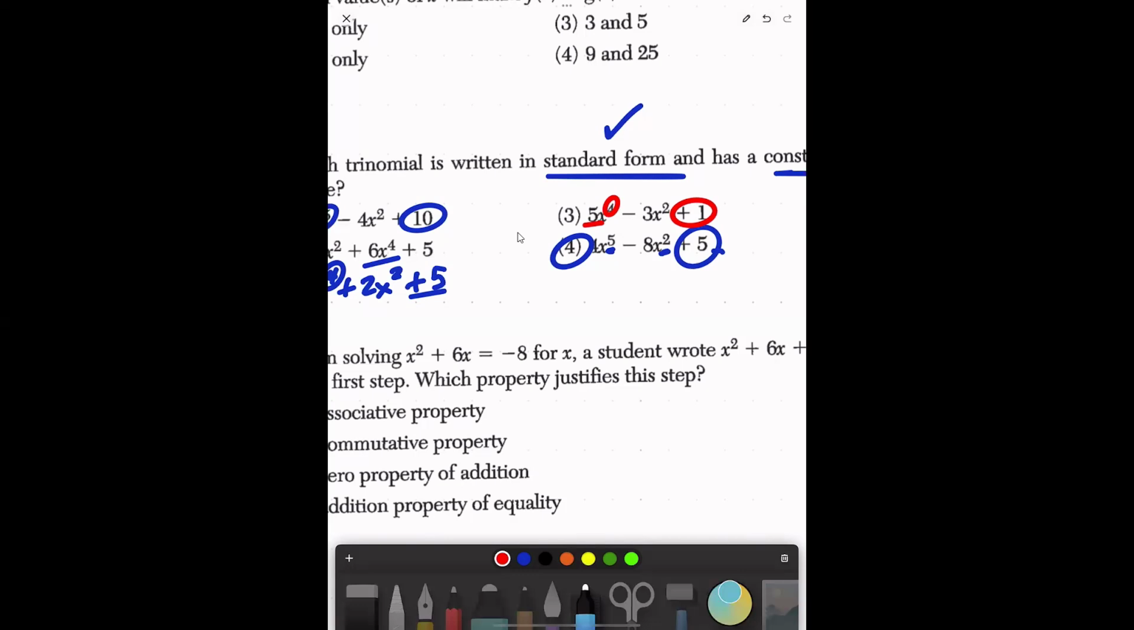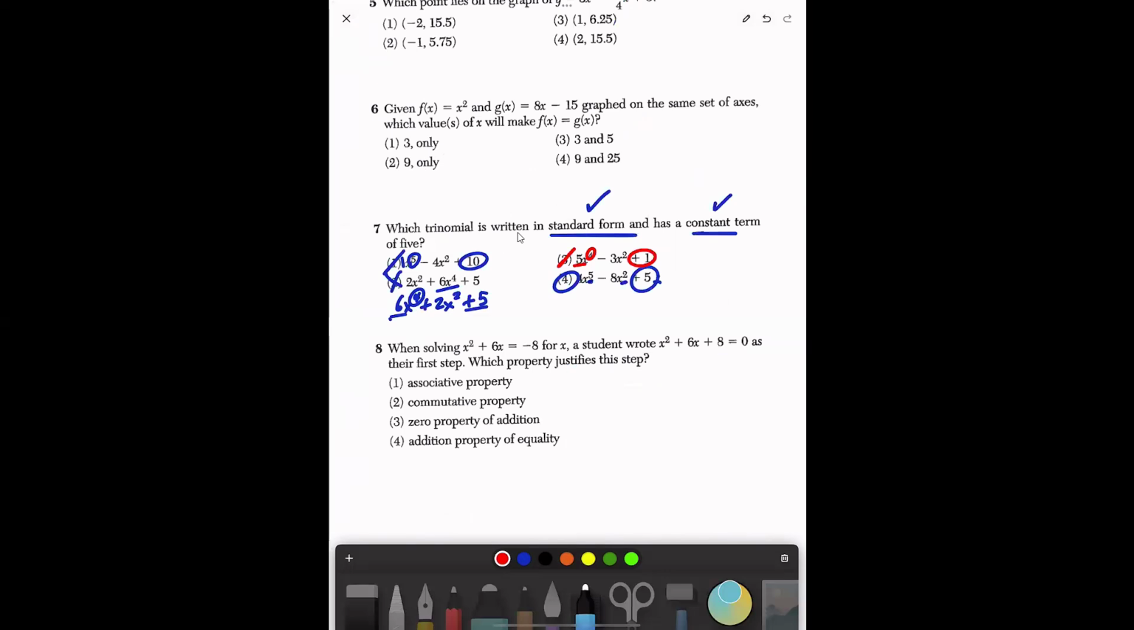So this is all you're doing. You have to know the highest exponent goes first. Lowest exponent or the constant goes last. So it always starts with the highest exponent, and the constant will always be on the right.